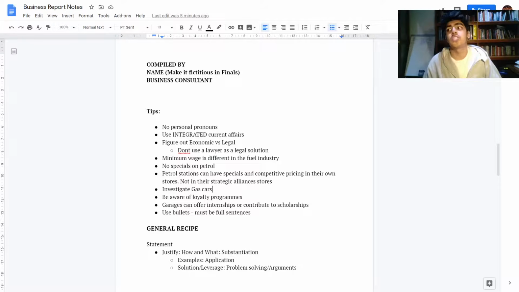Investigate gas cars and any sort of wild card in your industry, anything that's innovative and upcoming. It's always great to have those as solutions and current affairs. Be aware of loyalty programs.